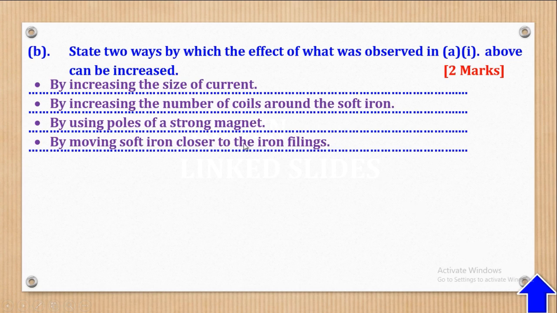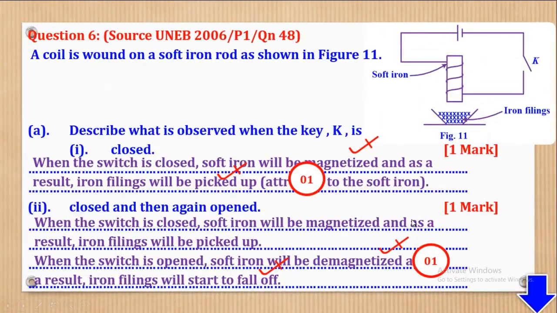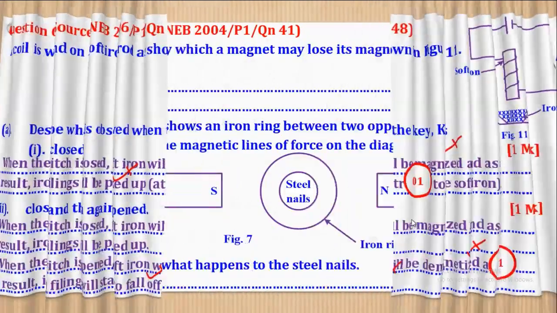So basically that's what they wanted, and let's see how marks can be awarded. Any 2 of these 4, you get yourself the 2 marks. So that was question 6. Now let's go to the next question.